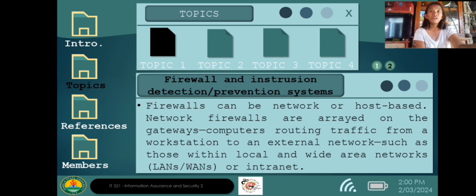So the firewall can be network or host based. Network firewalls are arranged on the gateway computers, routing traffic from a workstation to an external network such as those within local and wide area networks or intranet. The difference between network and host based is that a network-based firewall examines the data packets, headers, and blocks addresses or ports, while a host-based firewall acts as an independent safeguard.